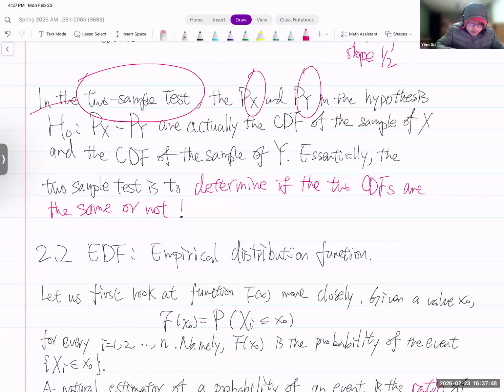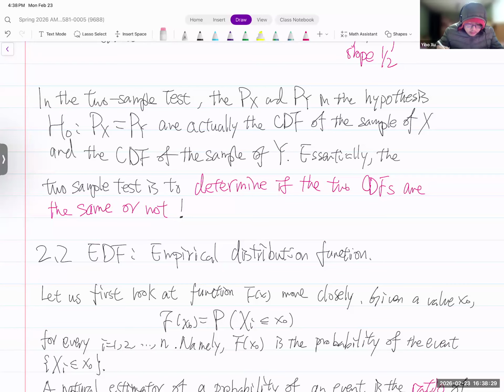So that's our H0. Instead of looking at the means or a particular statistic, here we're looking at the entire distribution. So we assume that the distributions are the same, that the CDFs of the two samples are the same. And eventually, we would like to see if there is a sufficient amount of evidence to disprove this underlying assumption.